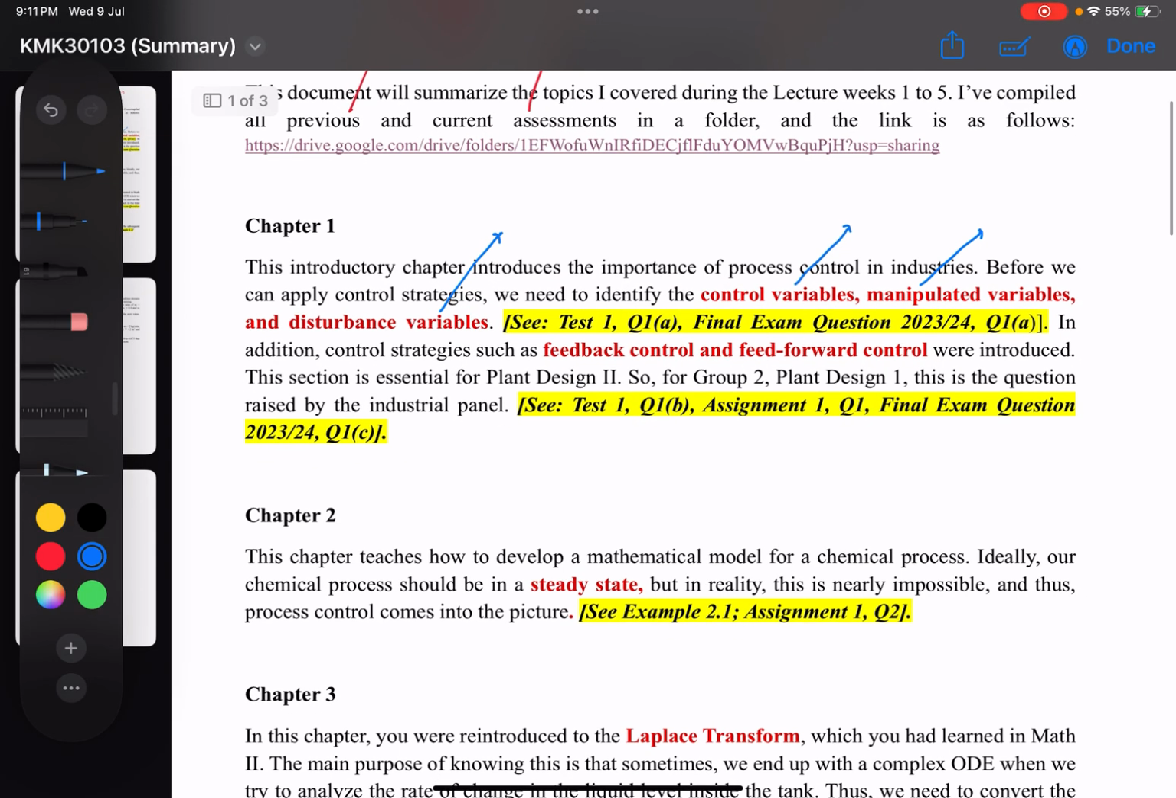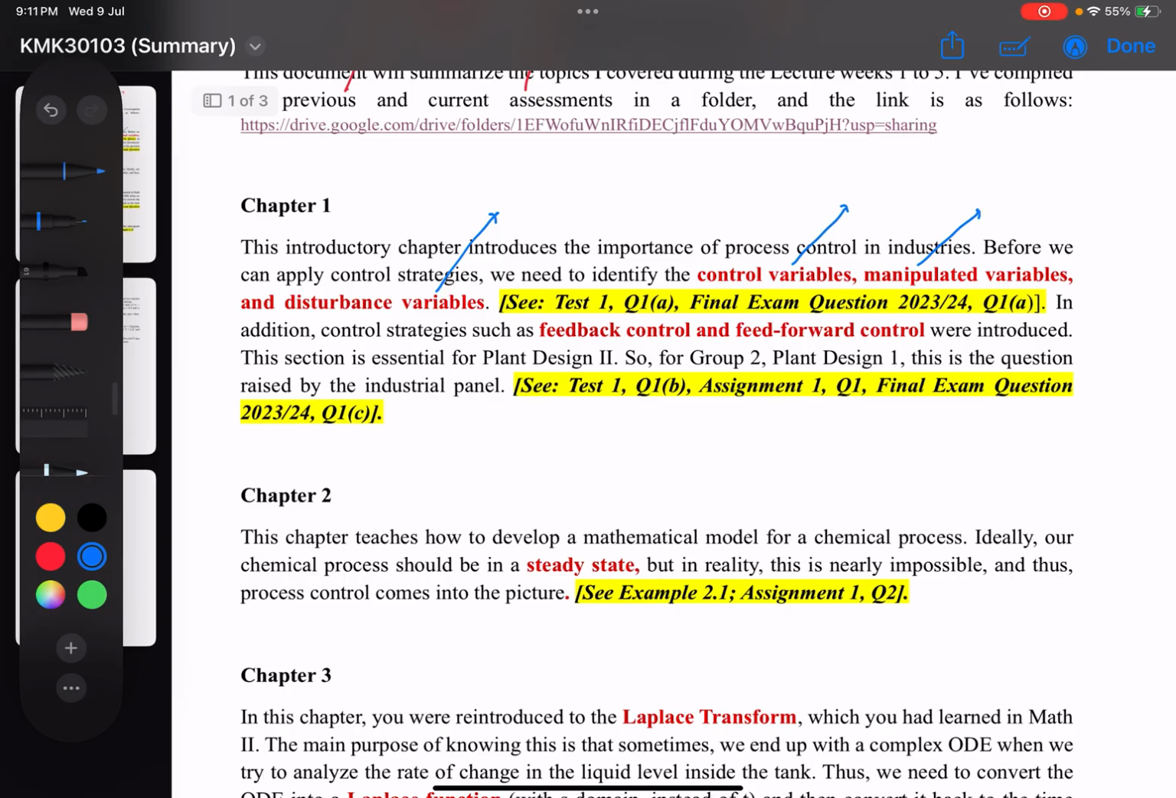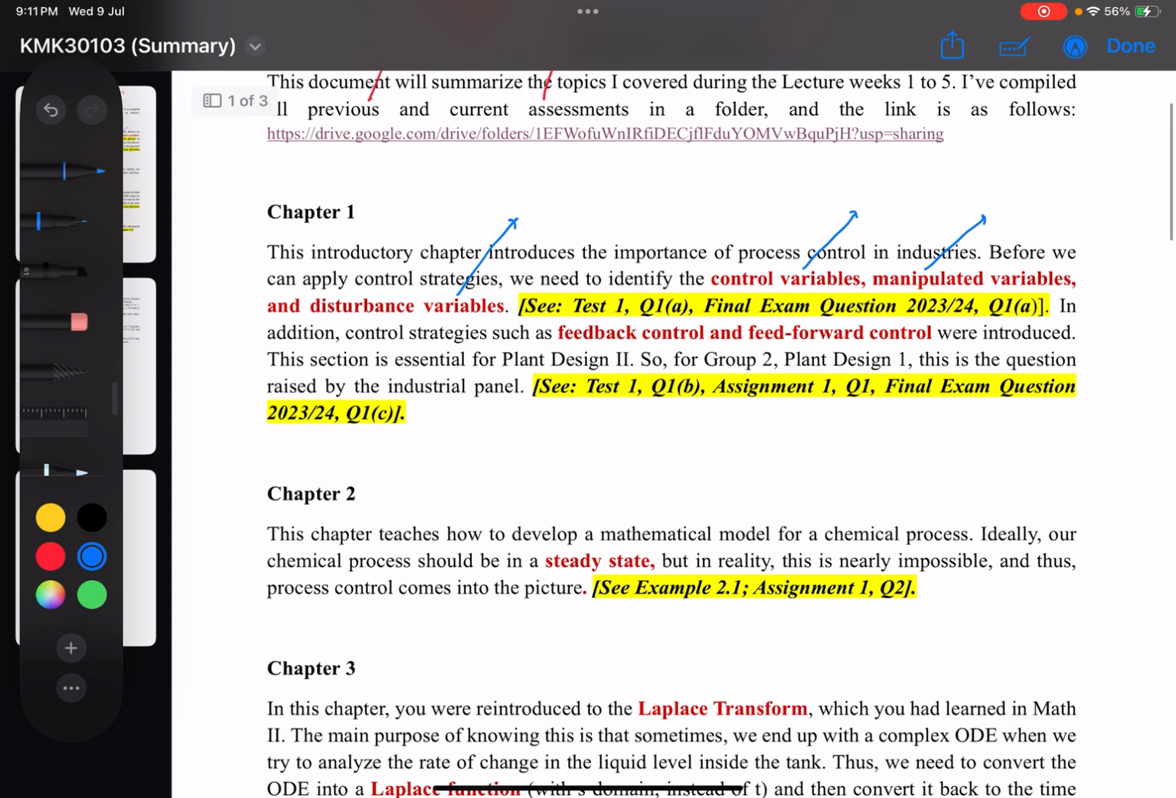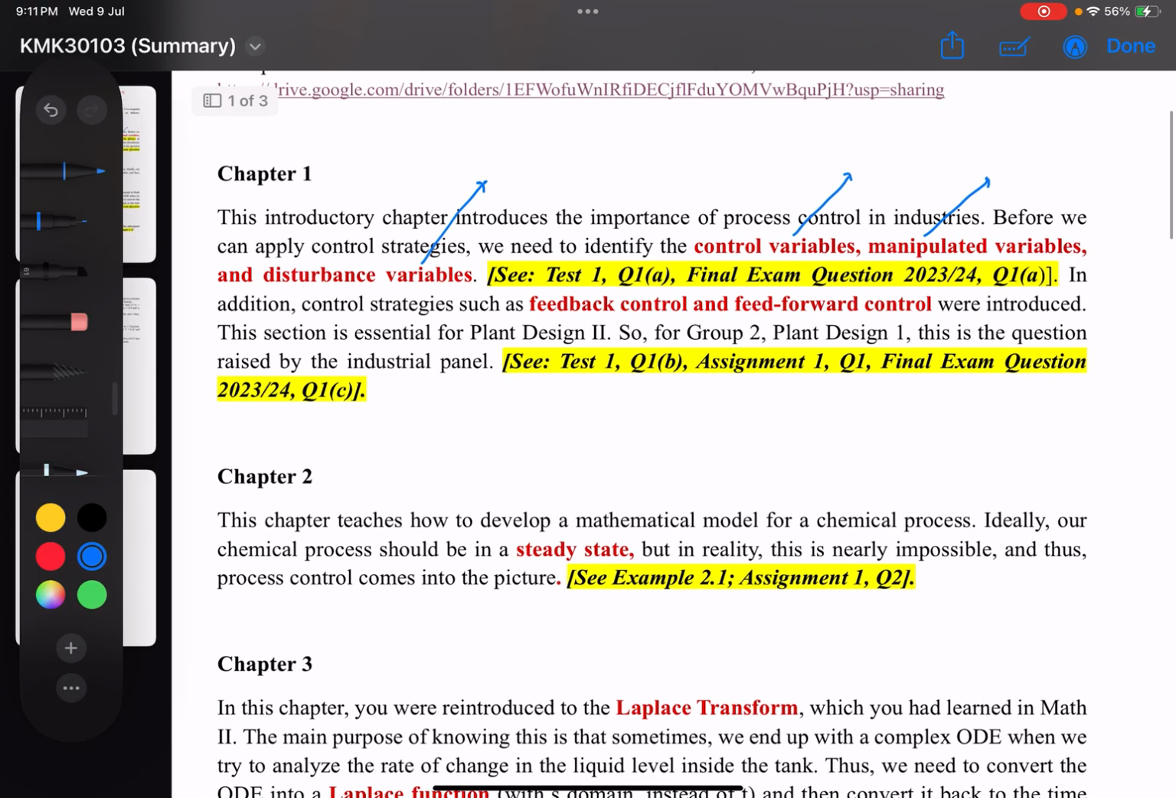Examples of this type of assessment can be seen in test number 1, question number 1A, together with the previous semester final exam question, which is question number 1A. In addition, control strategies such as feedback control and also feed-forward control were also introduced.